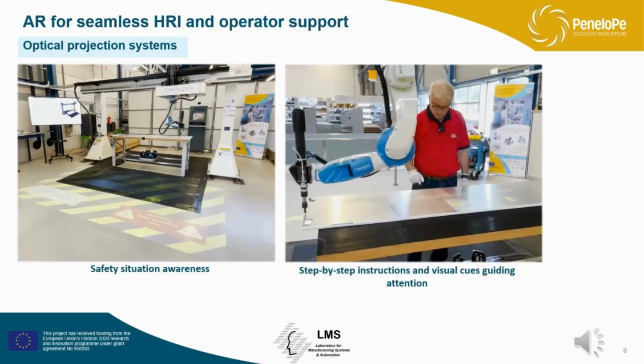Apart from the benefits that augmented reality tools can provide for operator support in manufacturing, we can also facilitate human-robot interaction. Here you can see some examples of optical projection systems and projectors. In the left figure you can see projectors that are integrated in a robotic cell that can show to human operators the safety zones as well as the areas that the robot is operating. As for the second figure, on the right, you can see projectors that show to the operator step-by-step instructions for process execution and some visual cues to guide the rotation.